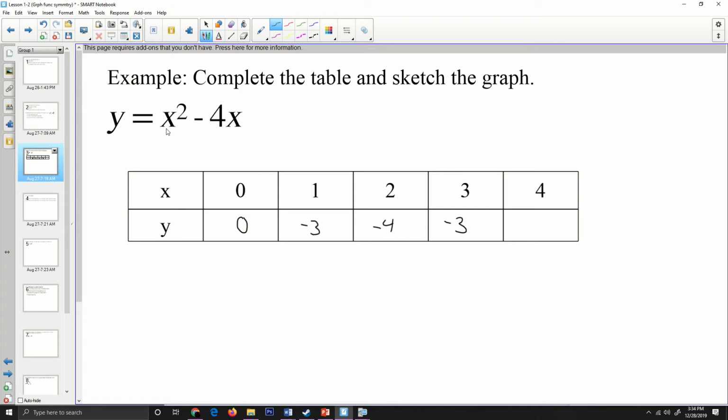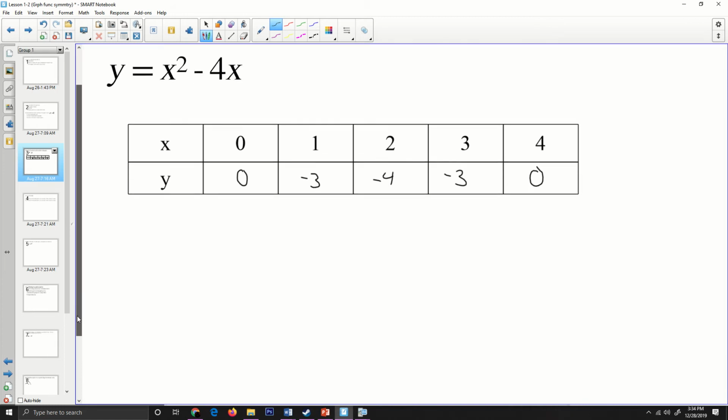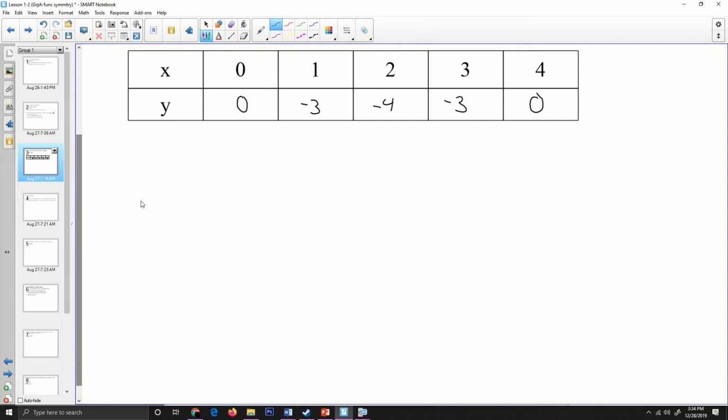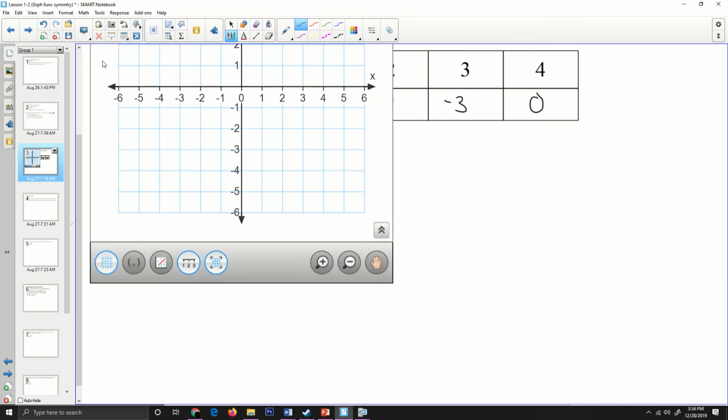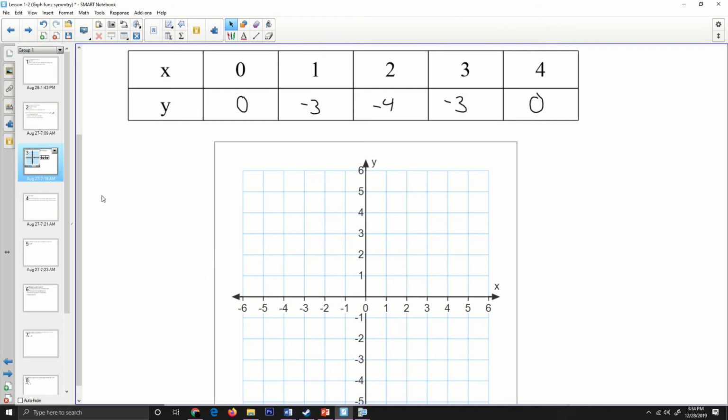And then if we go 4 squared is 16, and then 4 times 4 is also 16. 16 minus 16 is 0. So if we do this particular graph here, and I plot the points on that, let's see here, I need my math buttons. Let's get a graph here. Let's do a Cartesian graph. I like that.